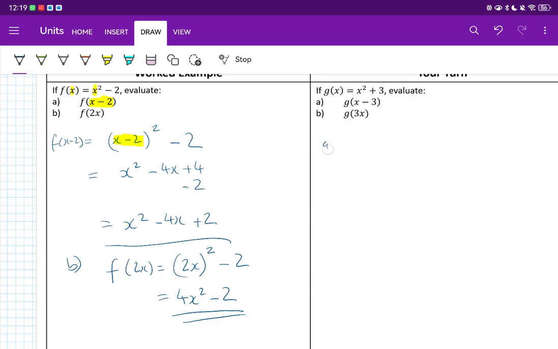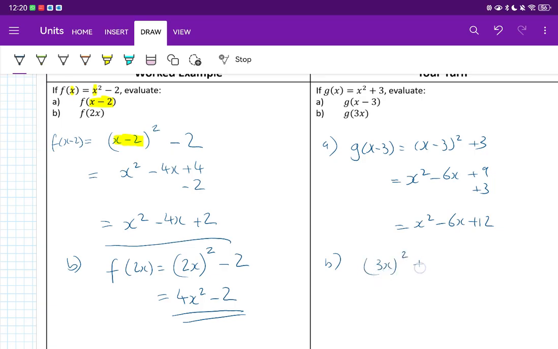I'll do these as well because it's quite difficult. g of x minus 3 is x minus 3 squared, add 3. That's x squared minus 6x plus 12. And b, g of 3x would be 3x squared plus 3, which is 9x squared plus 3.